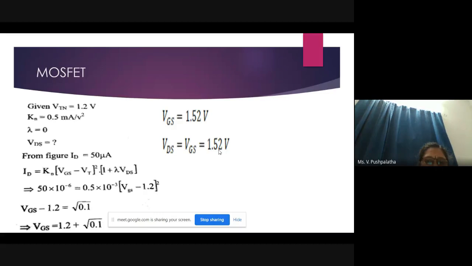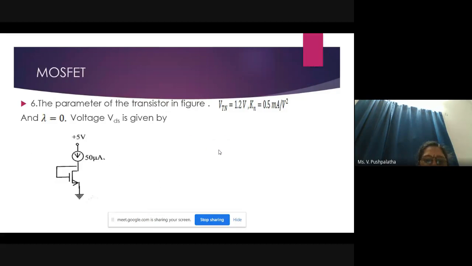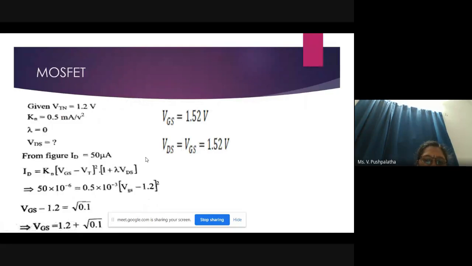I'll go back to the question. Here they had given it as a dash. They have not given any options. So the parameter of the transistor for this IDS is 50 microamps. So we got the answer as VGS equal to 1.52 volt, so it is nothing but VDS. VDS is equal to 1.52 volt. Right? Clear? I hope you can understand.